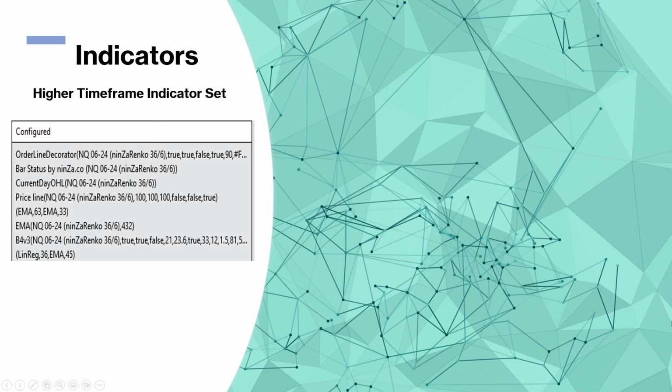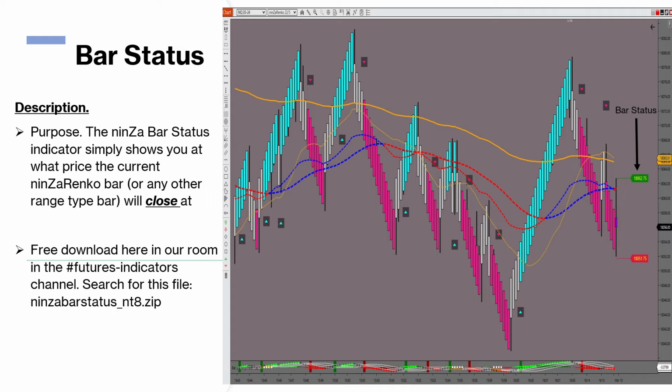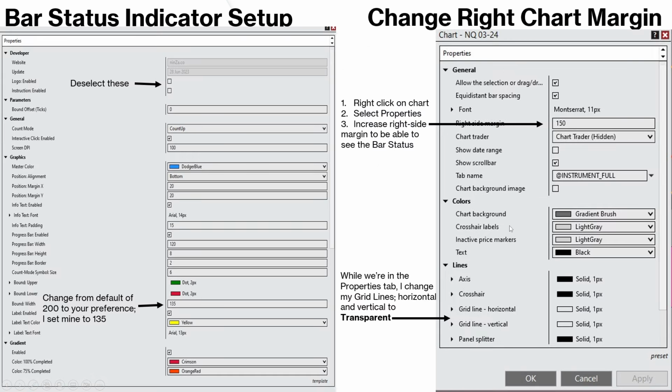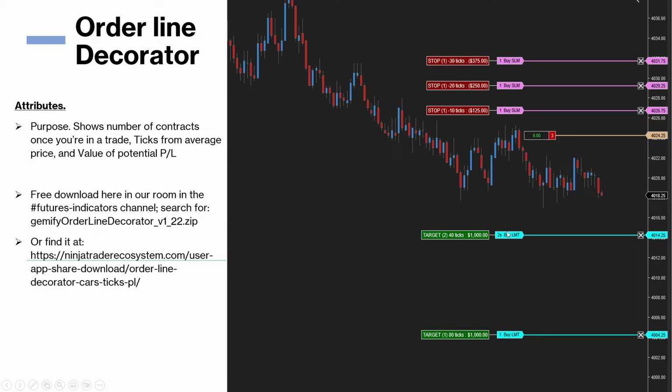Okay, as always, here's the suite of indicators that I use on the higher time frame. We're going to go through these very quickly. You can come back to them if you need to build your own model. I use the bar status over here. The purpose of this is simply to tell me where the bars can potentially close. Bar status indicator, how to set it up. Order line decorator is a really useful tool I like once we get into a position and I've got multiple stop losses and take profits in play, just so I can keep track of them.